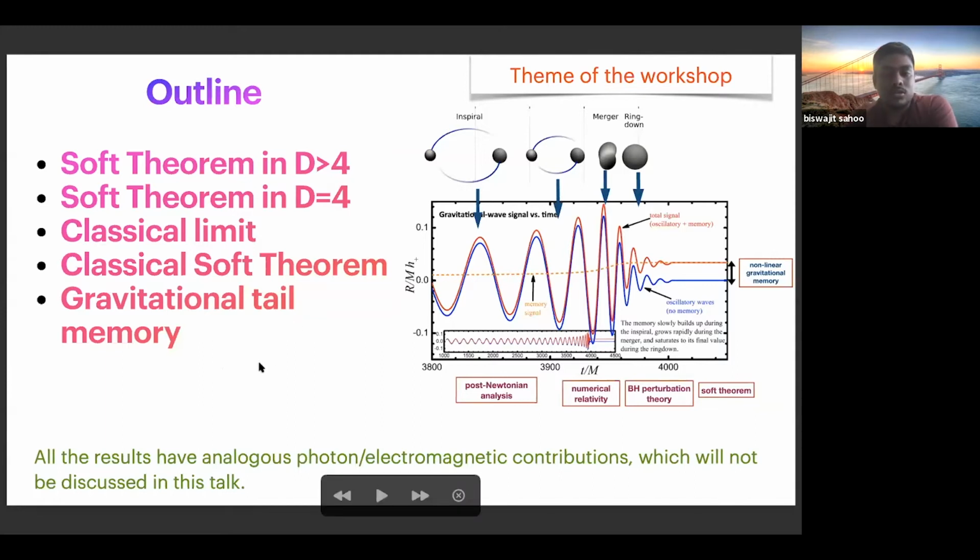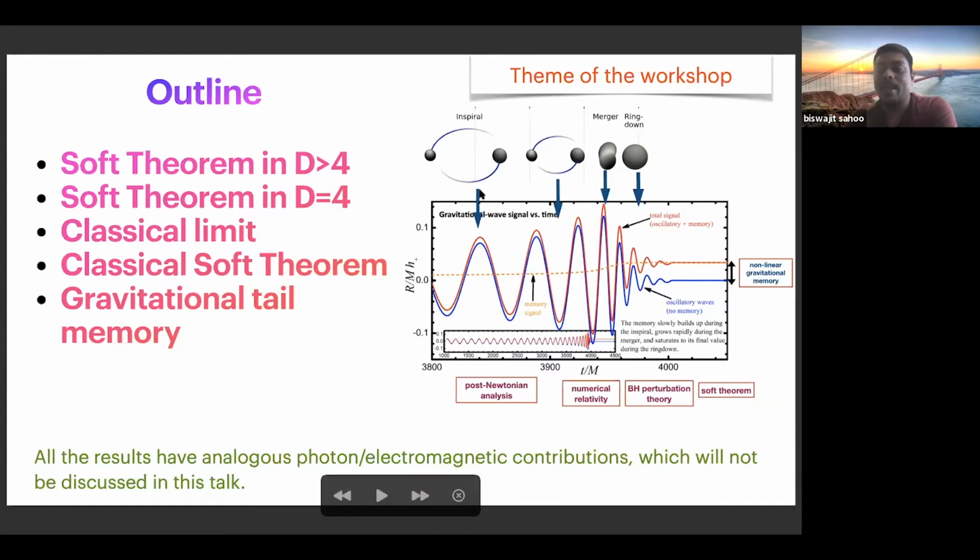I should also say that for all these results there is always an electromagnetic counterpart in terms of the soft photon theorem or the electromagnetic waveform, but I will not talk about that today, though the electromagnetic part is better understood. And the theme of the workshop, as Prahar has already mentioned, is where we can measure this gravitational memory.